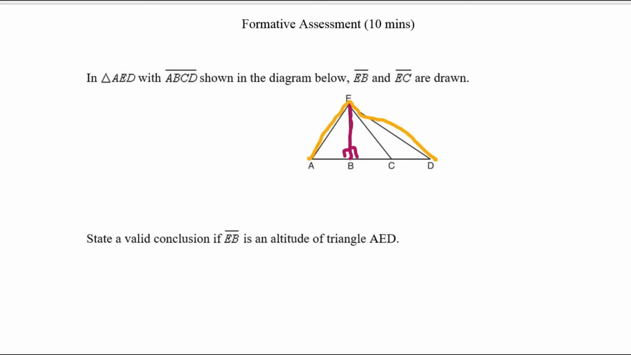Okay, so let's translate this. If they're saying it's an altitude, we have to go by what we know. So we know EB is perpendicular to AB. That could be an answer choice. EB is perpendicular to BC. That could be an answer choice.